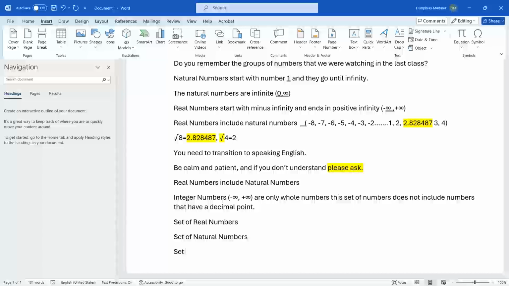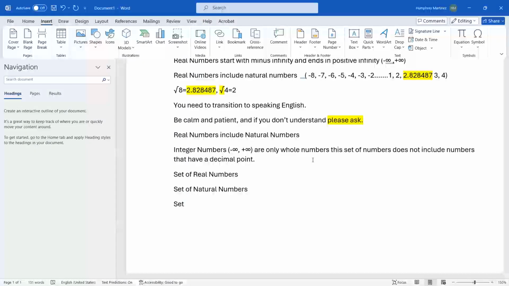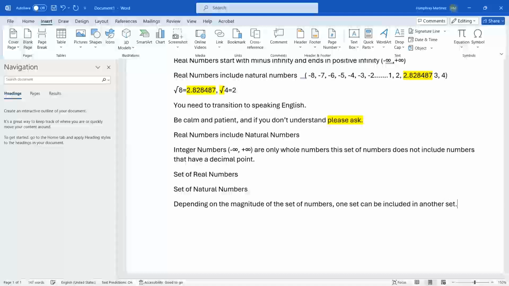And set, no le llamamos conjunto, ¿verdad? Sino que, porque no es español, es inglés. Then it's a set. A set is a bunch of, un montón de números, of numbers, okay? A set, and depending on the magnitude of the set, one set may be included in another set. Okay? That means that un conjunto puede estar incluido dentro de otro conjunto.